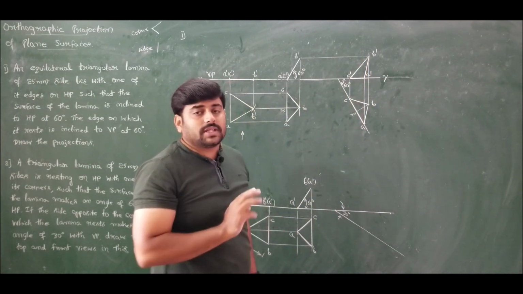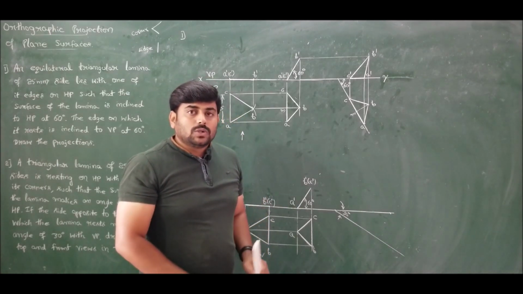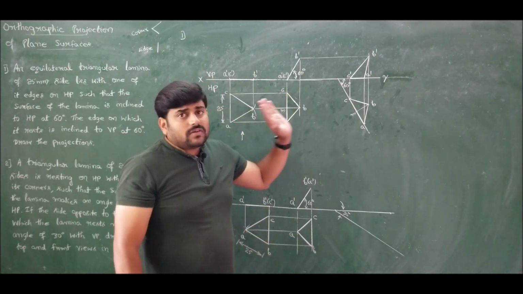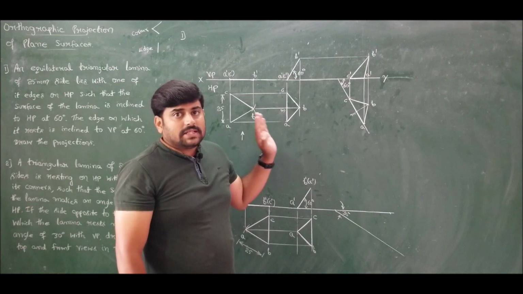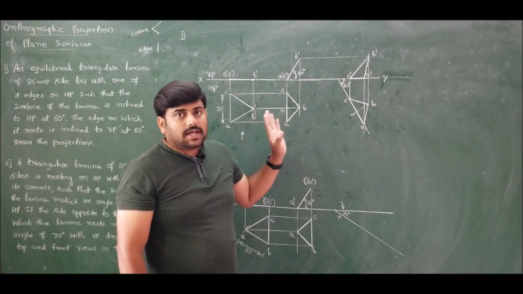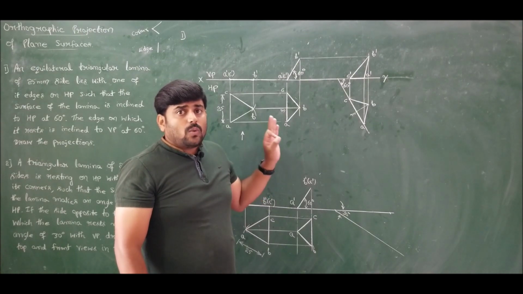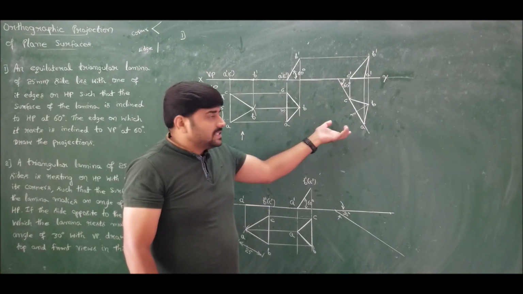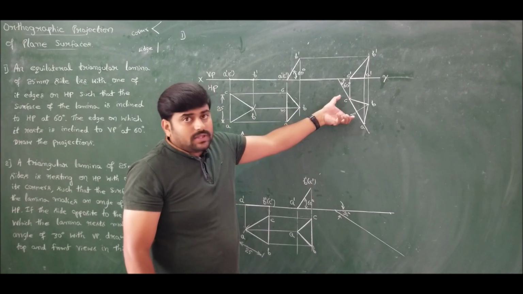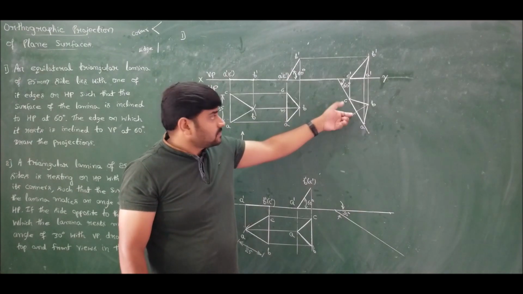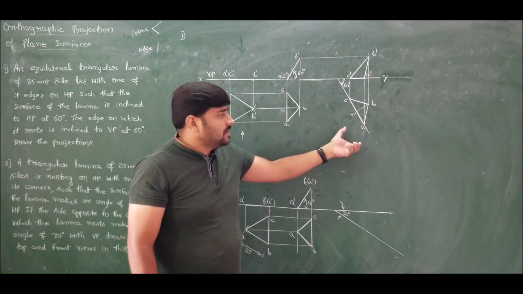Totally 4 solutions I can give for these problems. Don't worry about that. Give any one of the solutions. Don't worry about the result. All 4 solutions are correct, unless he clearly states in the question what should be nearer to the observer. In this case, the edge is nearer to the observer. Correct? AC is nearer to the observer.